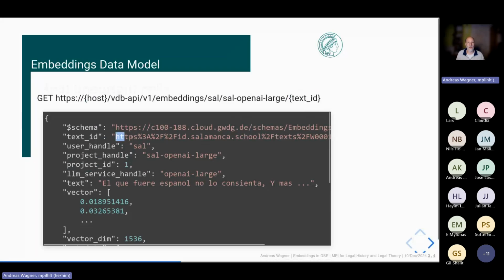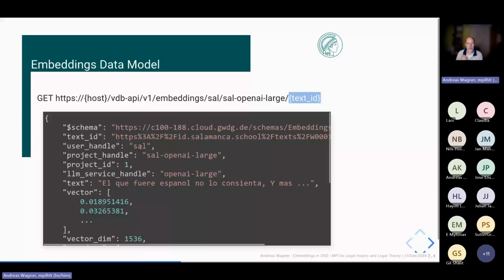Here the text ID is repeated. That's actually a URL. Could be a DTS identifier, for example. In our case, we have, for historical reasons, so to say, our own URI identifiers, and they have to be URL encoded because they are here on the path, and browsers and infrastructures don't like it if there are forward slashes and colons in the path parameters.